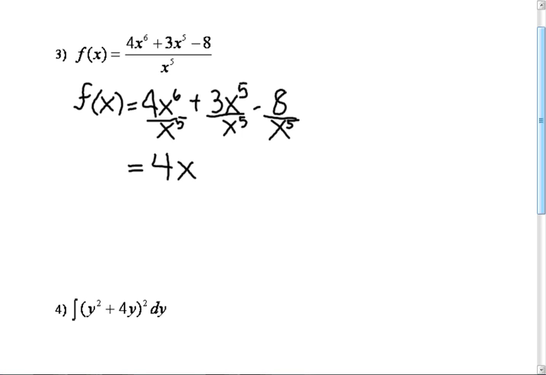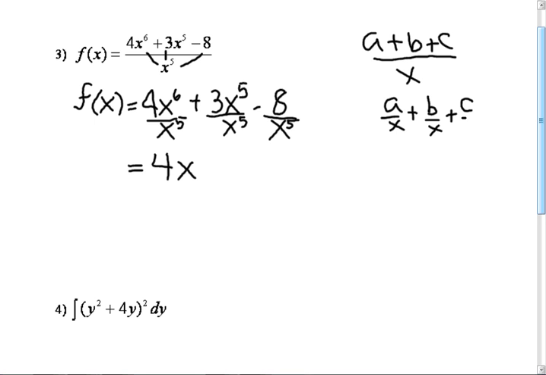Question, ask me. What's got x to the 5th for the next one? I'm just dividing. I can divide this into each one of these little guys. So if I have a plus b plus c over x, it's the same as a over x plus b over x plus c over x. If you cross that out and say this is x to the negative 5, you get the same exact answer. And it's whatever's easier for you.